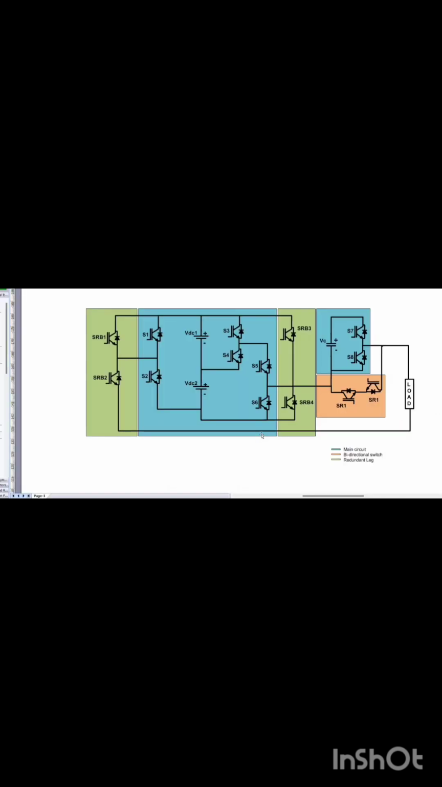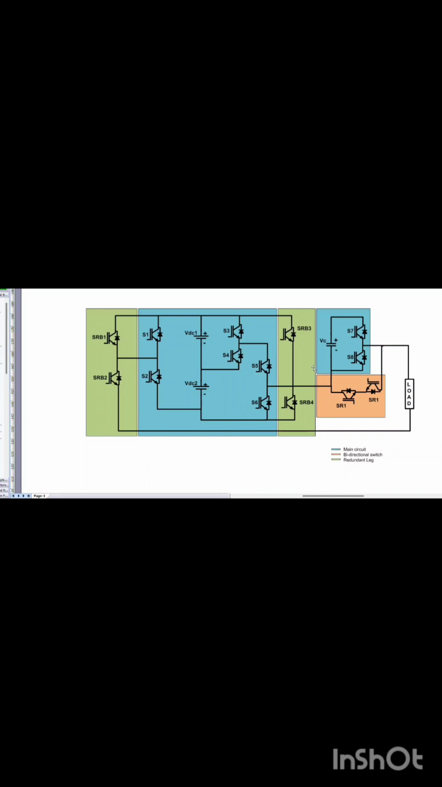After that, I have designed the fault tolerance circuit. This is my fault tolerance circuit. In that, for switch 1 and switch 2, I have given SRB1 and SRB2. For bypassing the fault occurring in these four switches, I have given SRB3 and SRB4.